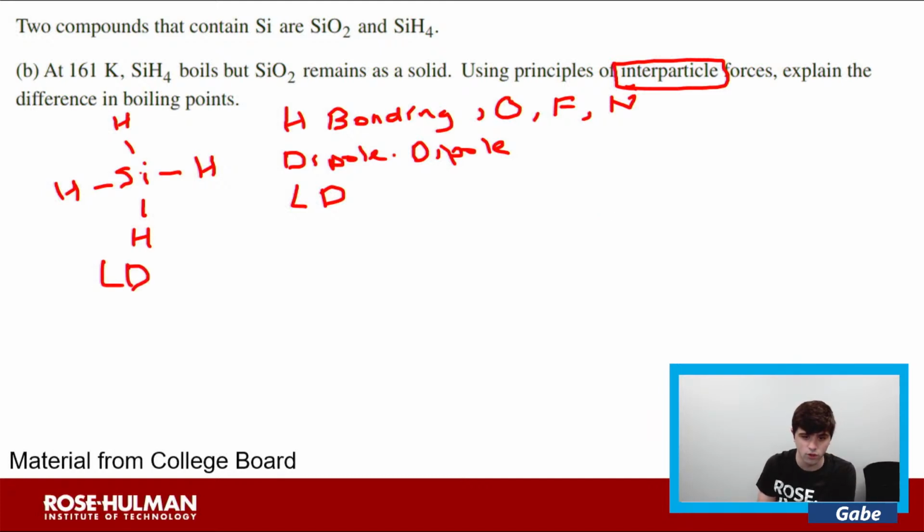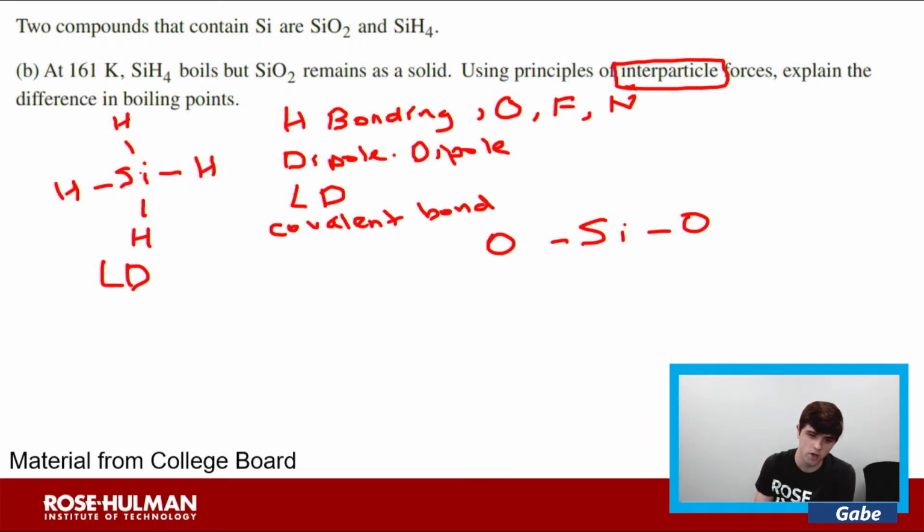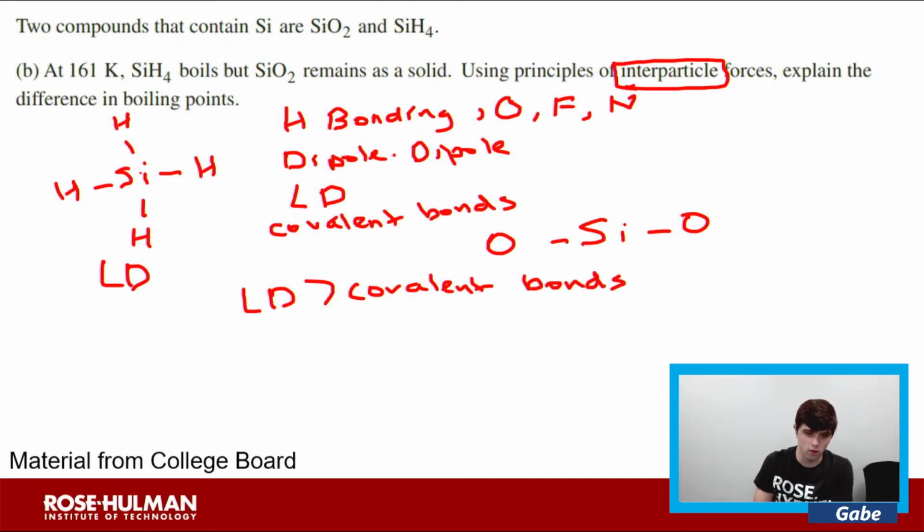Now we look at SiO2. When we look at this, we can see that there's really no dispersion forces because this is a covalently bonded compound, so it has those covalent bonds, which are stronger than London dispersion forces. So when we look, we have this, and so we have covalent bonds stronger than London dispersion.